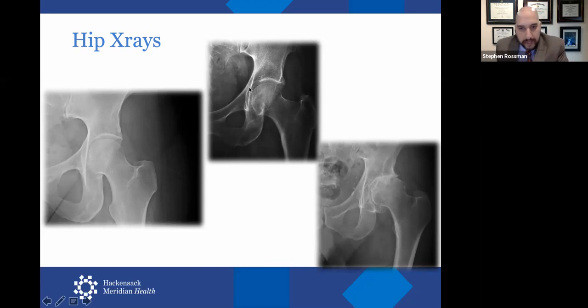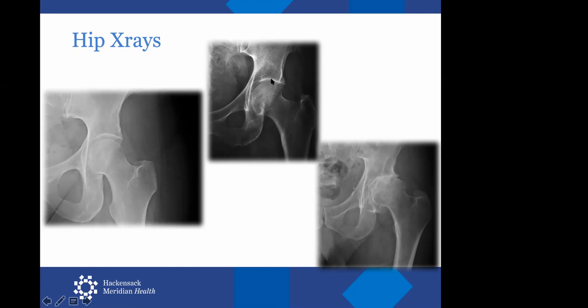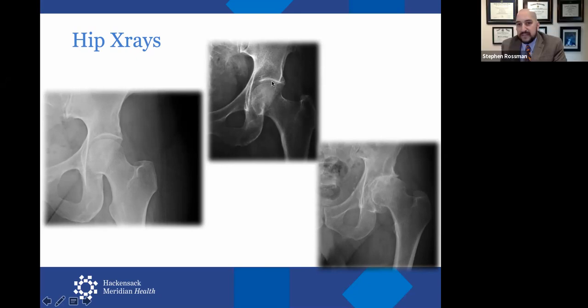If we move to the center picture, now we start getting some mild arthritis where this joint space is just becoming a little bit narrower. The white around the acetabulum, this curve, you're starting to get some sclerotic bone that's forming. This is all part of arthritis.